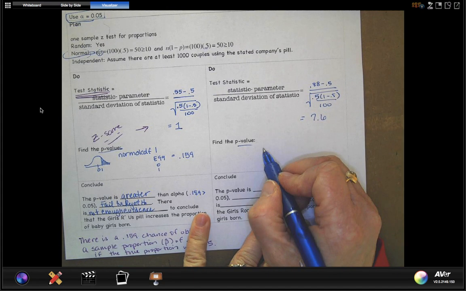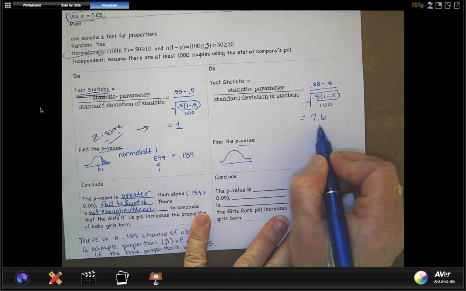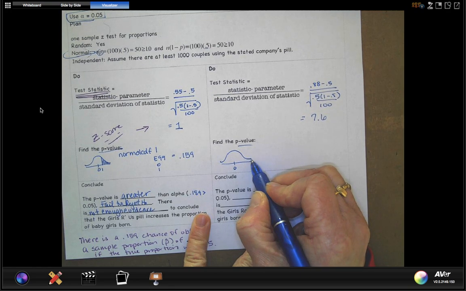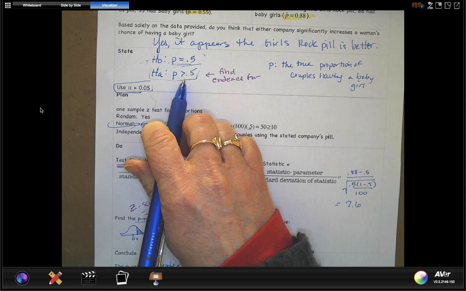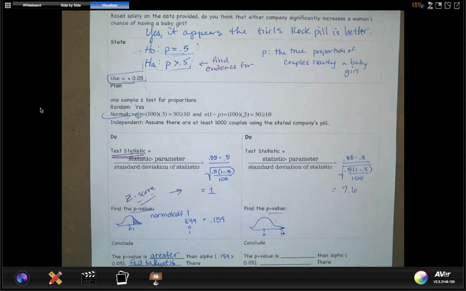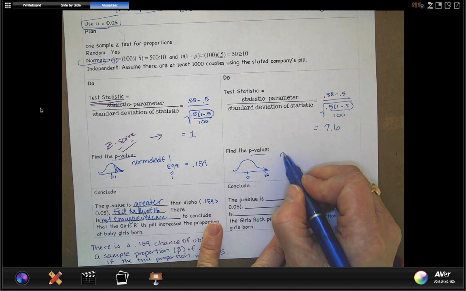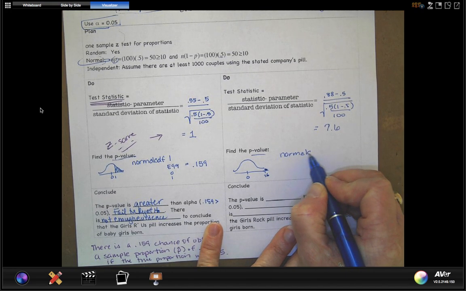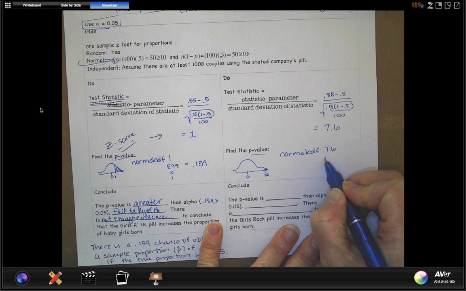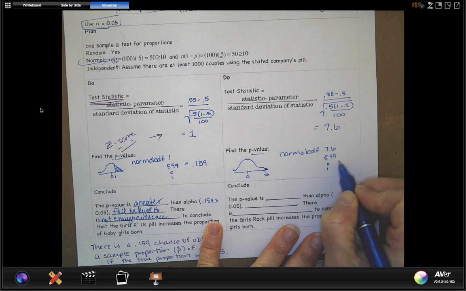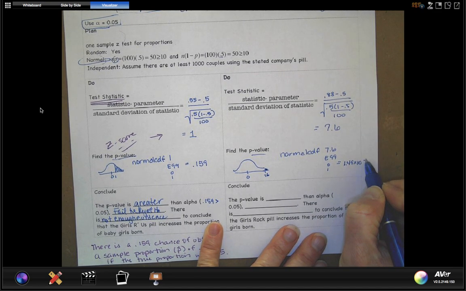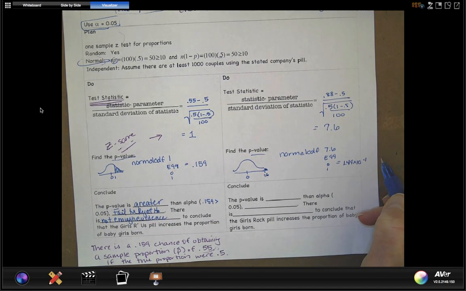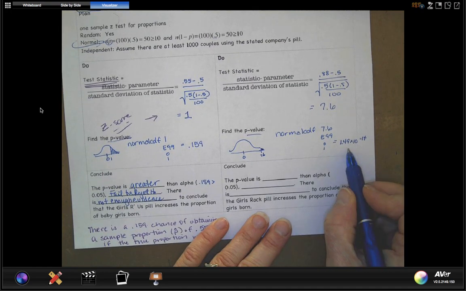On the other hand, if I come over here, again, I converted this to a z-score. Here's 0. That 7.6 is way out here, and I'm still finding the area in the right tail because remember I said I wanted to be that value or higher. So I do this one with the calculator, and I end up with 1.49 times 10 to the negative, I think it's 14th. Yes. All right, so that is extremely tiny.